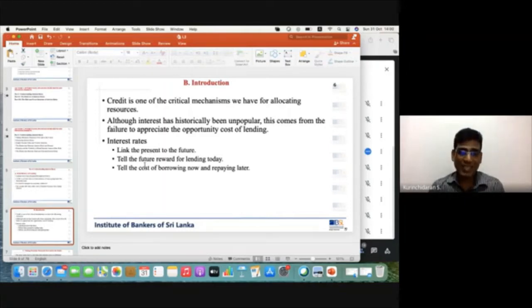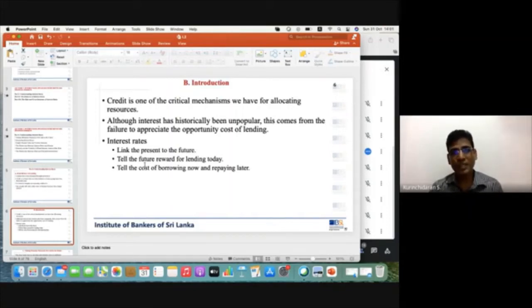When it comes to interest rates, there are three purposes. One, it links the present to the future. As I said, today you're going to lend to me, so what is your expectation after one year?